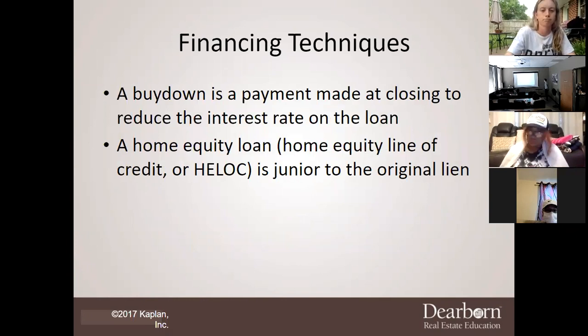A buy down, that's a payment that's made at closing to reduce the interest rate on a loan. And a home equity loan is a home equity line of credit, or HELOC. You might see that on the test as well. It is junior to the original lien. So you have an original lien that's going to take precedence over the home equity loan.